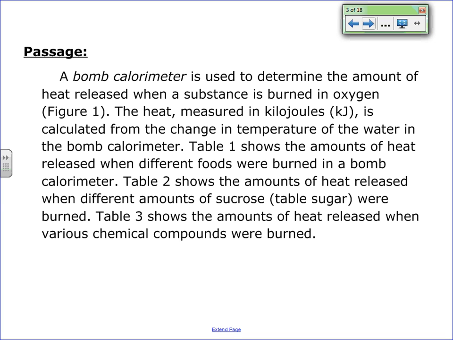All right. A bomb calorimeter is used to determine the amount of heat released when a substance is burned in oxygen. The heat, measured in kilojoules, kJ, is calculated from the change in temperature of the water on the bomb calorimeter. Table 1 shows the amounts of heat released when different foods were burned in a bomb calorimeter. Table 2 shows the amount of heat released when different amounts of sucrose, also known as table sugar, were burned. Table 3 shows the amounts of heat released when various chemical compounds were burned.